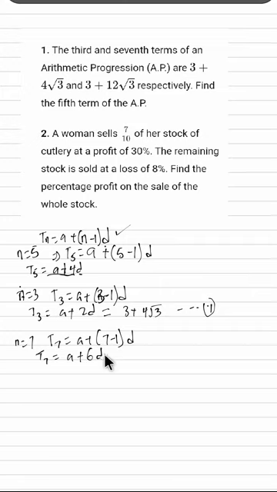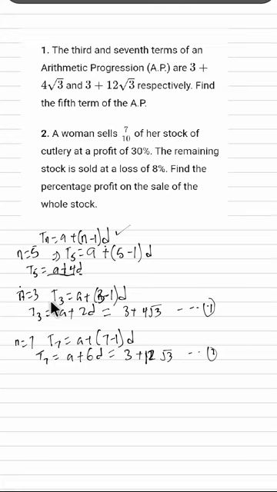This one is T7, which is equal to, according to the question, 3 plus 12 root 3. So that will be equal to 3 plus 12 root 3. Now let's call this one equation 2. With the help of equation 1 and equation 2, we can get our value for a, the first term, and also the value for d, the common difference. Then we get the answer for the 5th term of the AP.